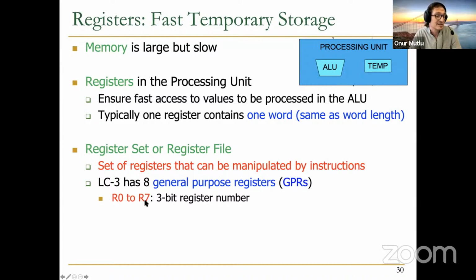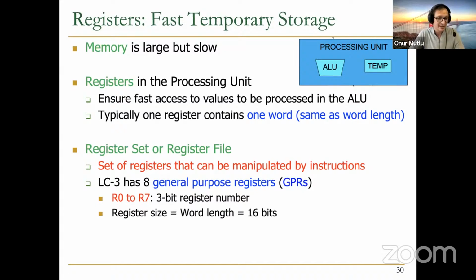These are numbered normally. So R0 through R7, for example, you have a 3-bit register number to specify which register. So this is a very small piece of memory, basically. What I showed you earlier, the 8 address memory, could essentially be a register file, right? So you have a 3-bit address for the register file, basically. Okay, register size, the word length, which is 16 bits. Word length is what the ALU operates on, as we discussed.